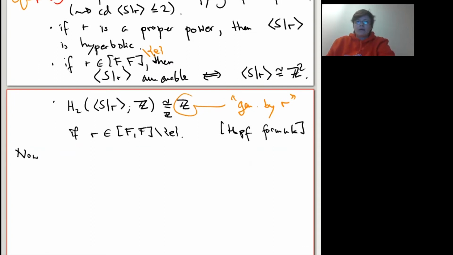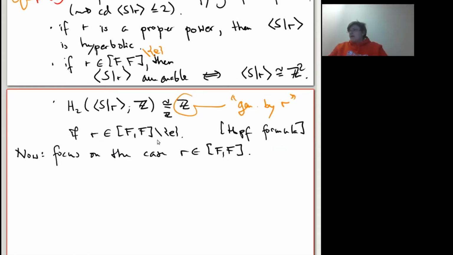In the following, we focus on the case that the relator is in the commutator subgroup, because then we have this nice homology class, and there are two invariants that I want to consider. Maybe I also exclude the trivial relator, and the following invariants.